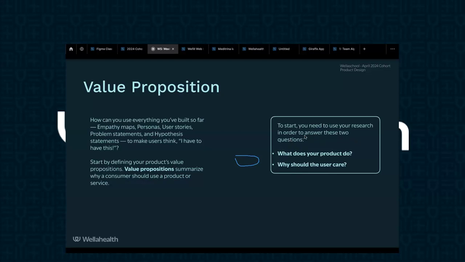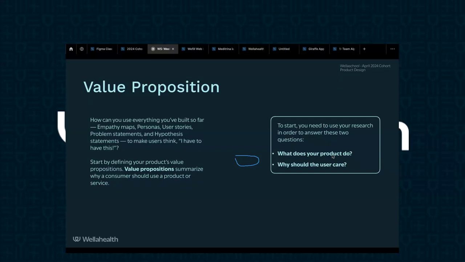So to start, you need to research. Of course, we've done the research. In order to answer these two questions, what does your product do? Again, I need you to separate solutions. Now, you still don't have a solution, but you just know that you want to solve this problem, right? So you want to solve the problem of Stella not getting feedback, right? So whatever product you're going to do is going to give Stella feedback.